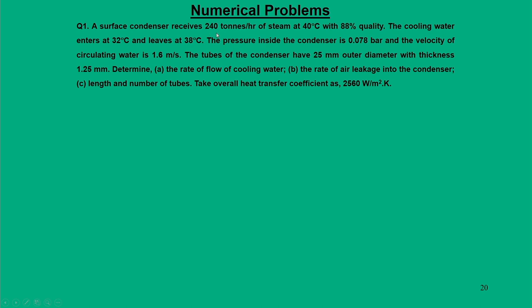The surface condenser receives 240 tons per hour of steam at 40 degree centigrade with 88% quality. The cooling water enters at 30 degree centigrade and leaves at 38 degree centigrade. The pressure inside the condenser is 0.078 bar. Velocity of circulating water is 1.6 meters per second. The tubes of the condenser have 25 mm outer diameter and thickness 1.25 mm. We need to find out the rate of flow of cooling water, air leakage into the condenser, and length and diameter of the tubes.